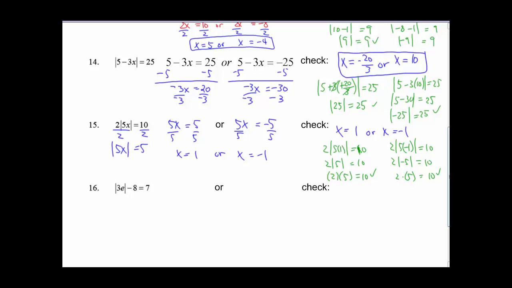Alright, one more. Go ahead, hit pause. Try 16. We're taking the absolute value of 3e minus 8 equals 7.